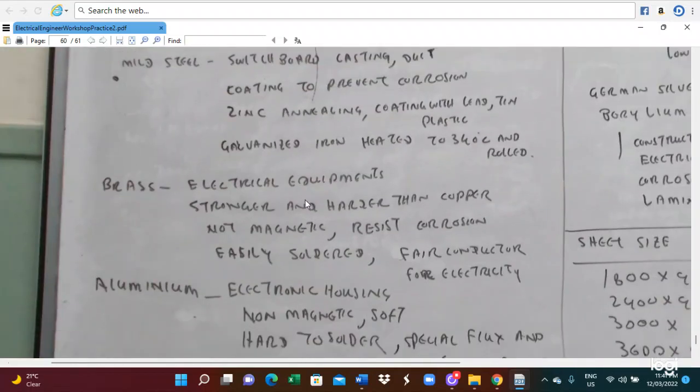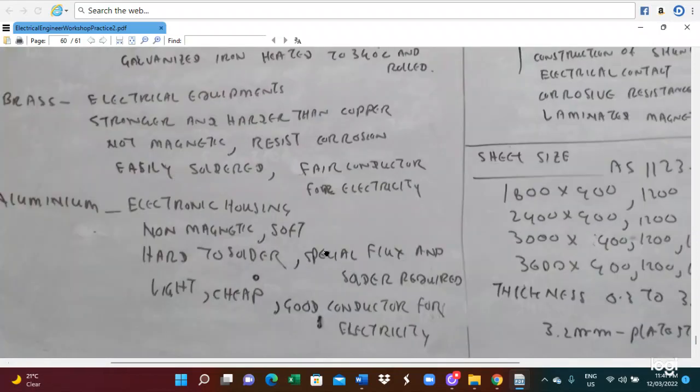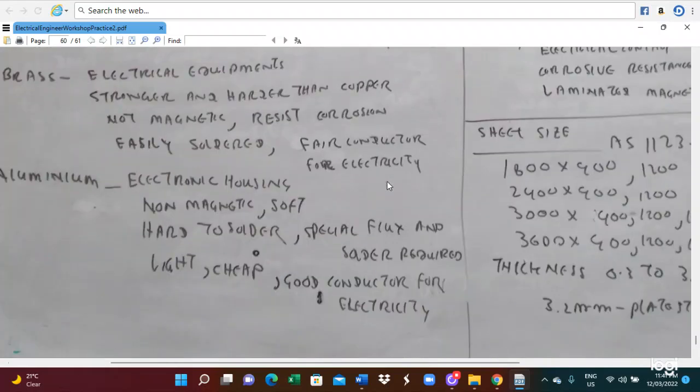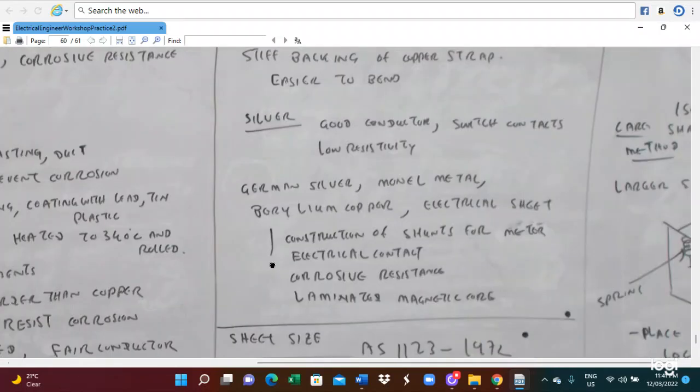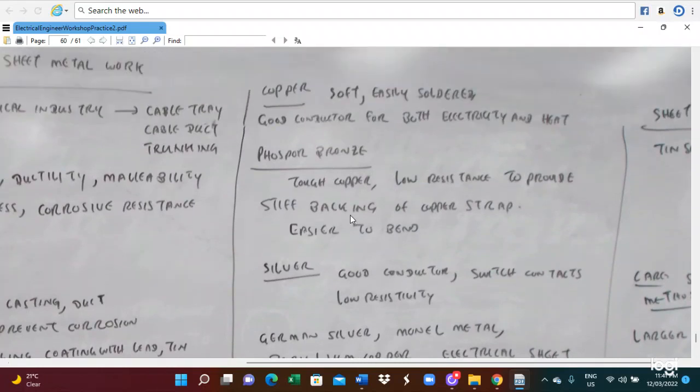Now they are stronger and harder than copper, non-magnetic, and corrosion resistant. Aluminium is utilized for electronic housing, and it is hard to solder. Also it is light, and a good conductor for electricity. Those are the kinds of sheet metal being utilized. So when you are using sheet metal, copper is soft, easily can be soldered, and is a good conductor for both electricity and heat.